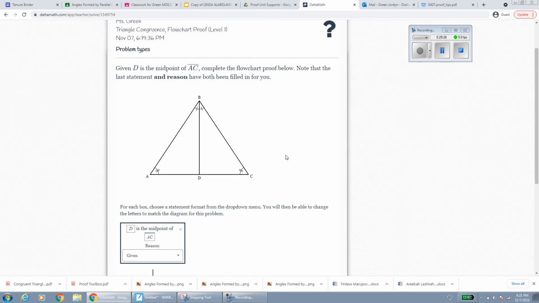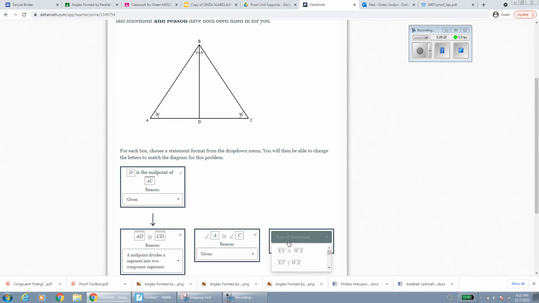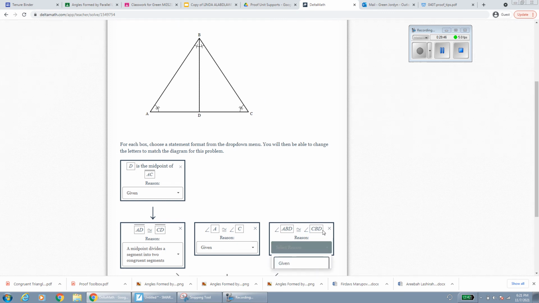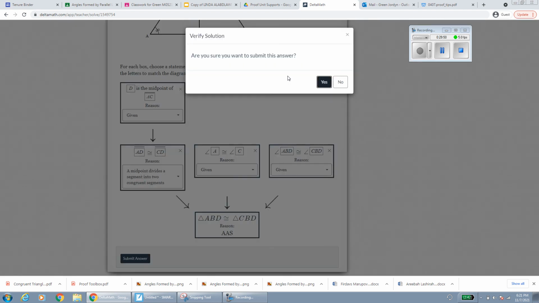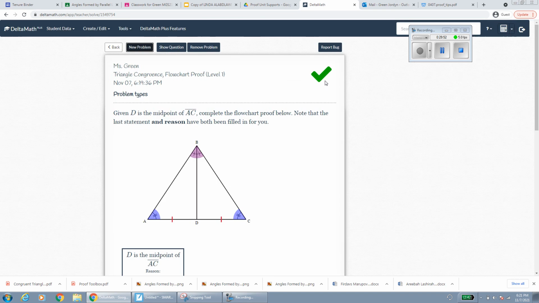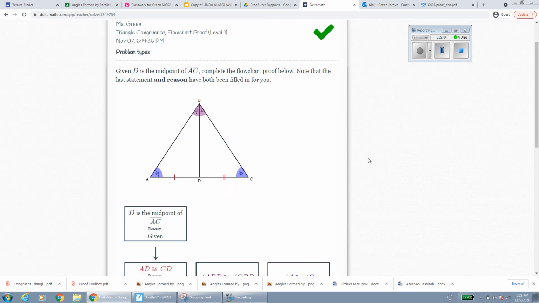There we go. And then we had our other pair of congruent angles that was given to us, ABD, that's right over here, and CBD, that's right over here. And let me write down that that is given as well. And that should be enough to show that the triangles are congruent by AAS. And look at that, we are all done.